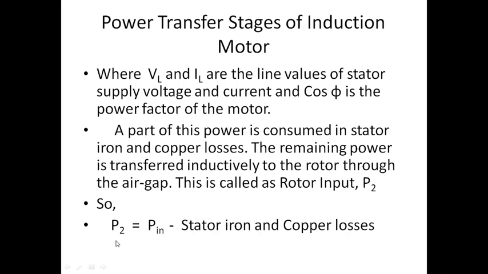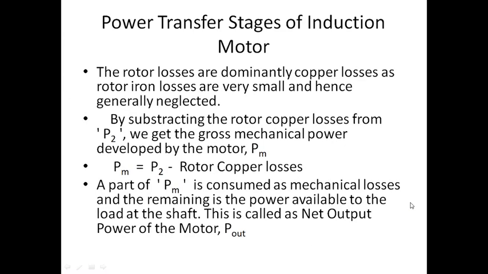P2 is nothing but the power you are going to give as input to the rotor. If I am going to consider this power, I have to reduce my stator iron and copper loss. P in is nothing but the supply you are giving to the stator. So from the stator, iron loss and copper loss should be reduced when you consider your rotor input. Again, rotor losses are dominantly copper loss, because I am going to give an input voltage and current is passing through my windings. Again I said iron loss is very less, so it is not taken.